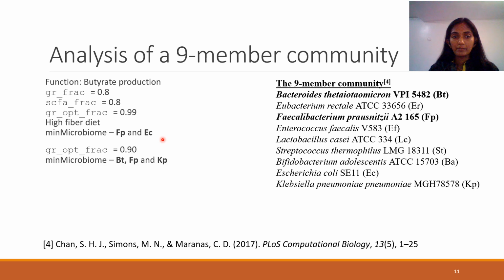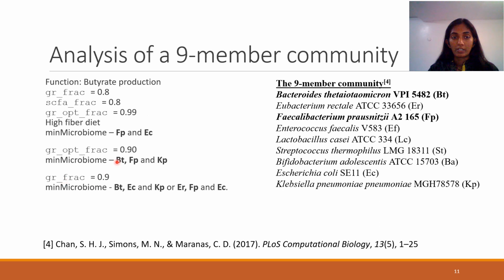When the optimum growth rate fraction is changed from 0.9 to 0.99, this now increases the production of SCFA by the large community. So that imposes a more demanding constraint on the minimal microbiome. It's now expected to produce more SCFA. So it has more number of species now. It includes both BT and FP in this case.